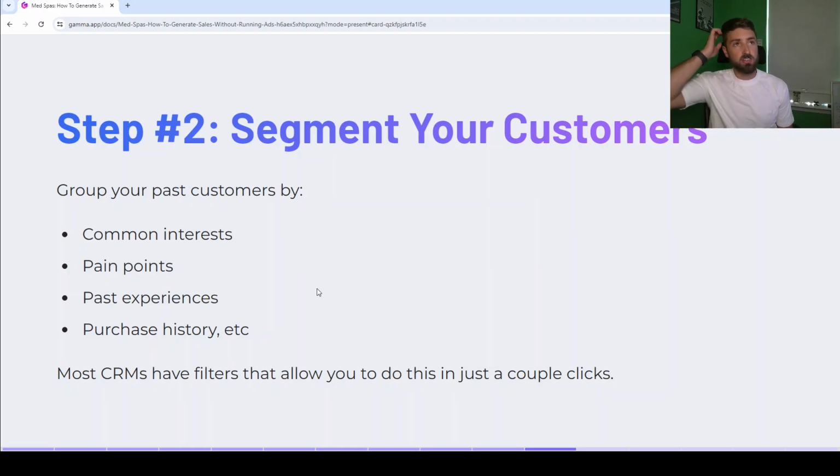Right? So let's say, for example, we have 400 contacts in your database that all came in for an introductory CryoSkin offer. We can group all those people together, and then we automatically know that those 400 people were interested in body contouring or body sculpting at one point, right? Most CRMs, like for example, Go High Level, MindBody, etc., have filters that allow you to do this in just a couple clicks. So I could just filter contacts that have the keyword of CryoSkin on it, for example.